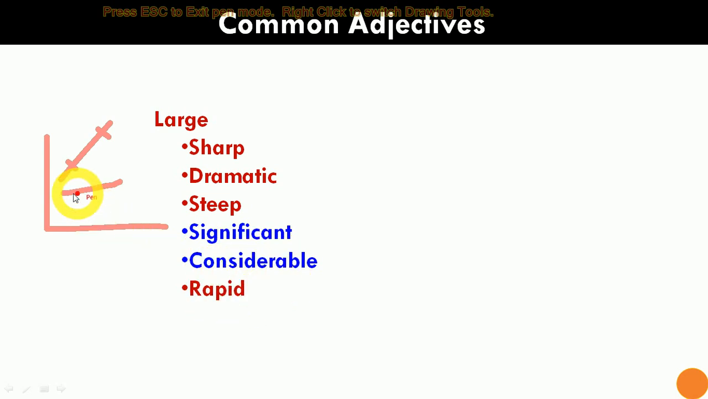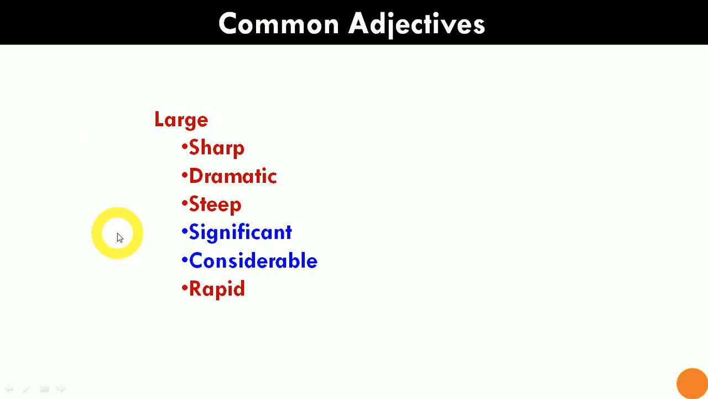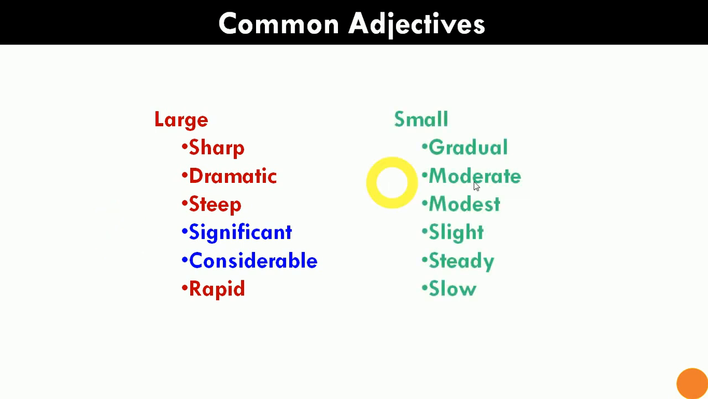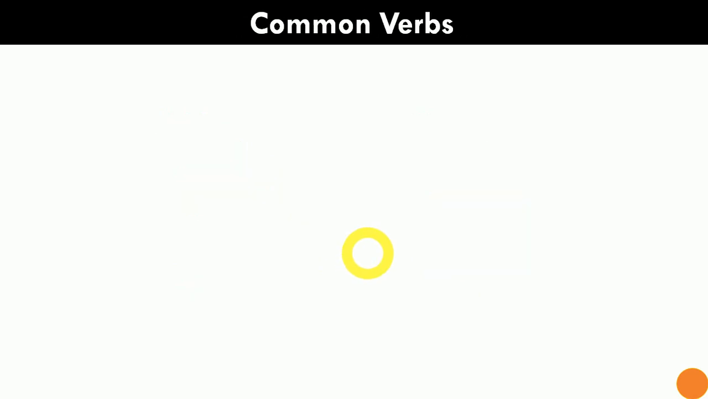And if the line is like this, where the difference is small, we can use gradual, moderate, modest, slight, steady and slow. Not only for increasing data but also for decreasing data we can use these words. We just need to observe the amount of change. Now we have common verbs as well.